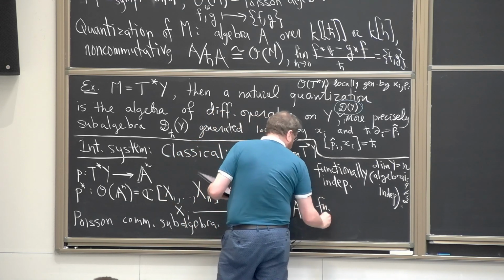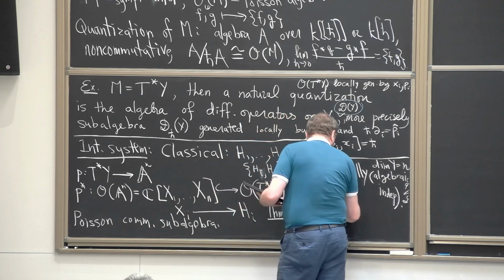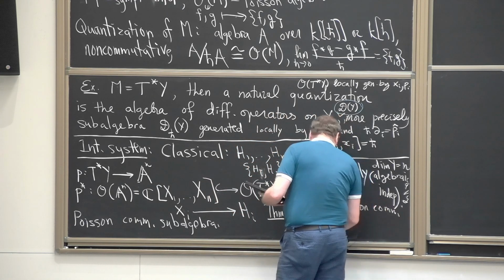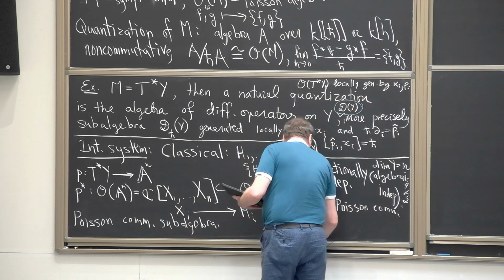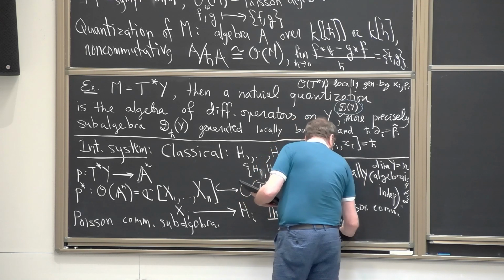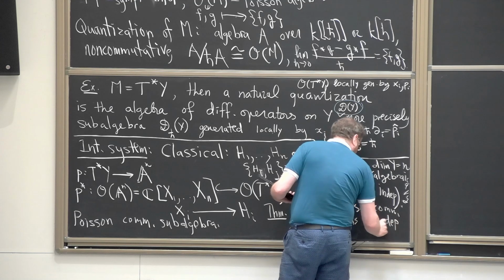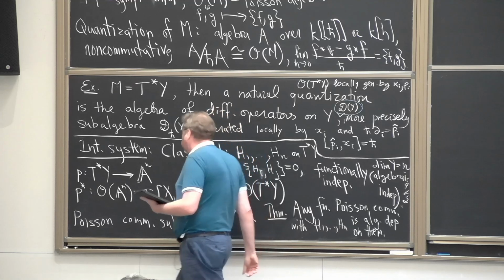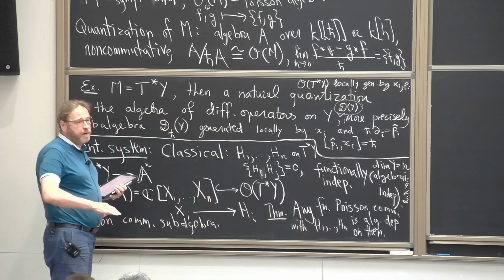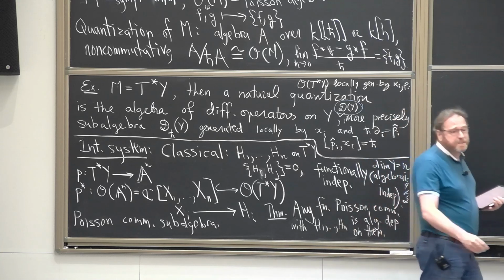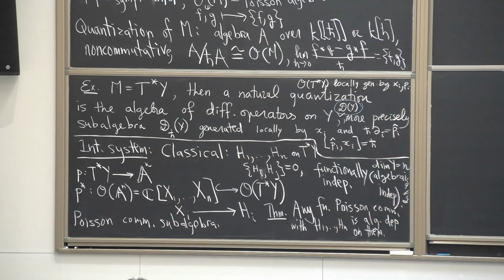any function Poisson commuting with this integrable system is algebraically dependent on them. So in a sense, this is maximal, at least locally, or maximal in algebraic geometry up to taking a finite algebraic extension. Yes?